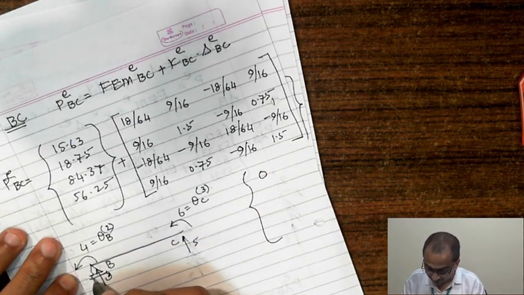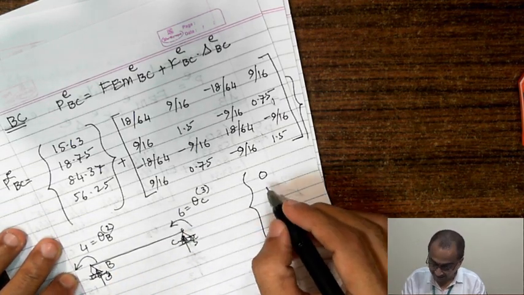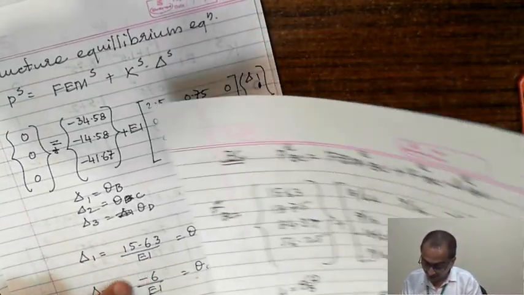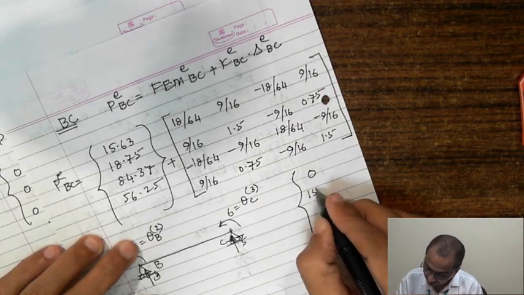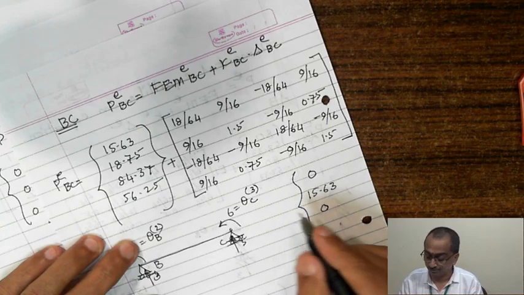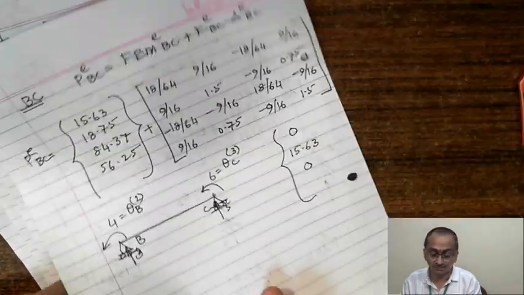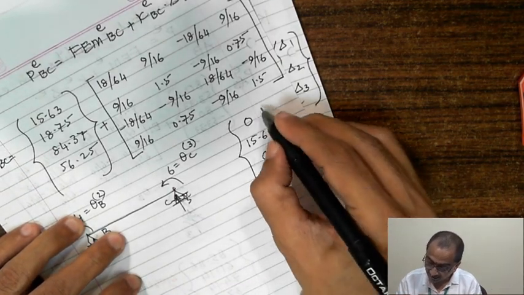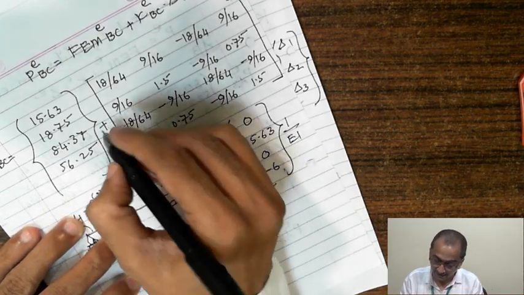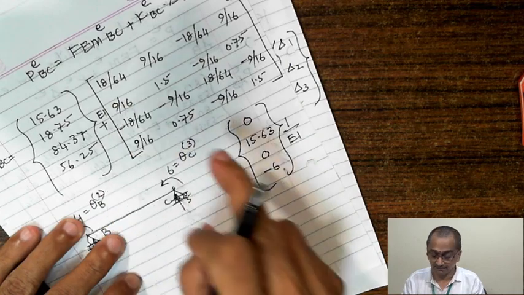This is a roller support, displacement is not possible here; this is also a roller support, displacement is not possible here. Delta 3 is 0. Delta 4 is nothing but theta B, and I know it is 15.63. Delta 5 again 0, displacement of a roller support is not possible. Delta 6 is nothing but theta C, that is minus 6, and the whole I will multiply with 1 upon EI, so that this EI and this EI will get cancelled.